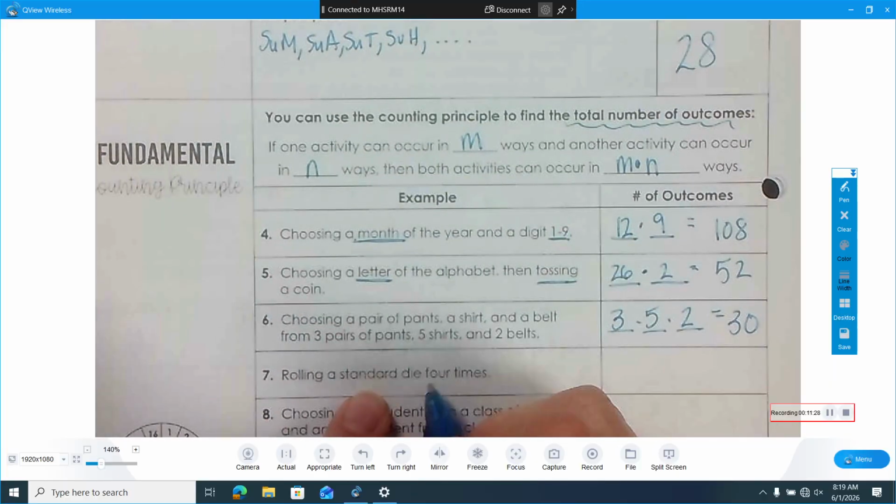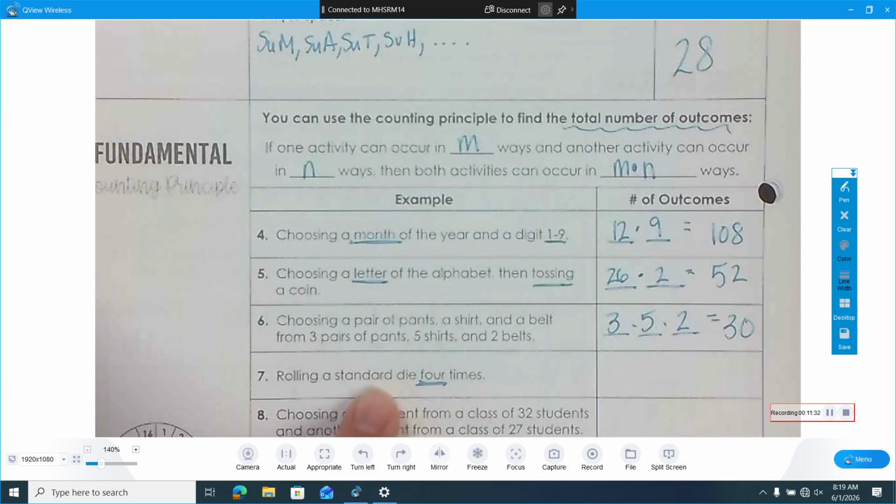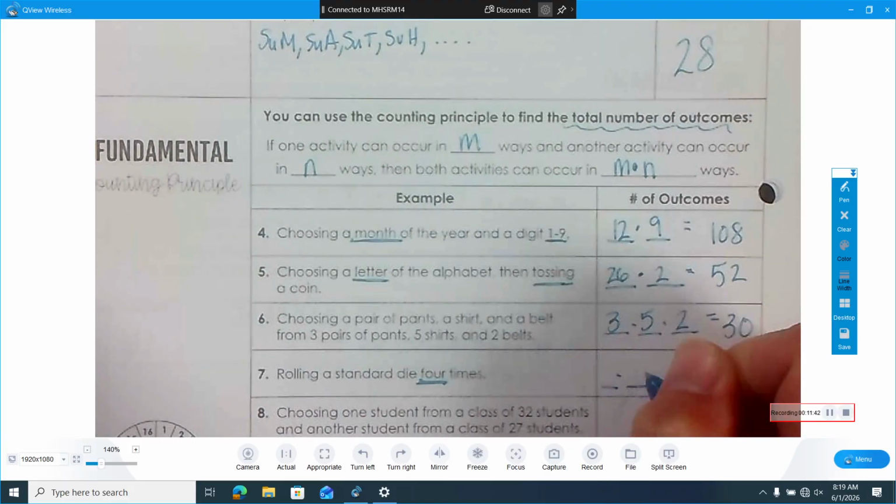Rolling a die. This is tricky. We're rolling the die 4 times. How many actions are there? 4. 4 actions that I'm doing. I'm rolling the die once, twice, 3, 4 times. So 1, 2, 3, 4 actions.